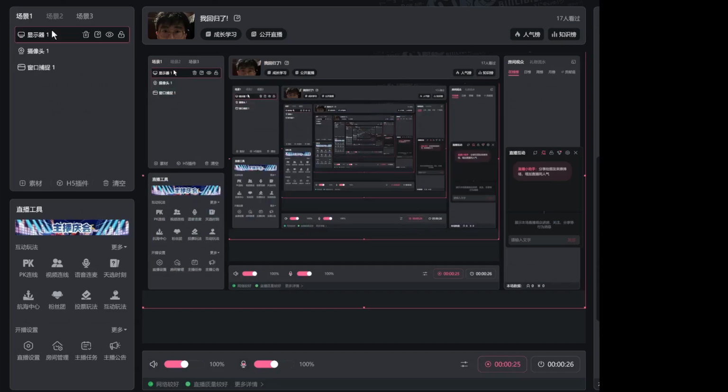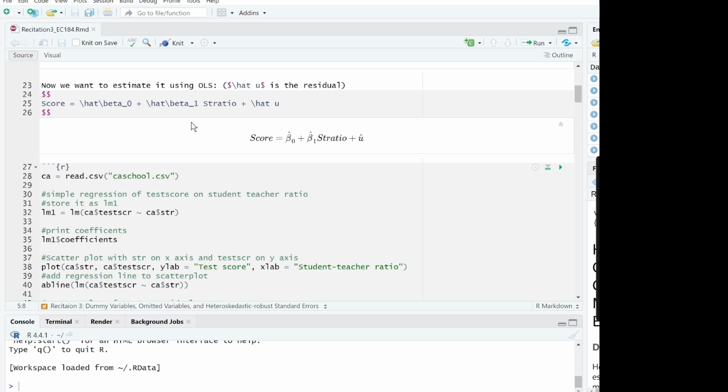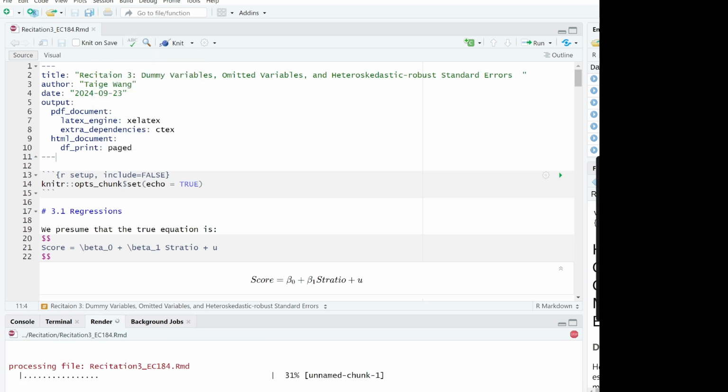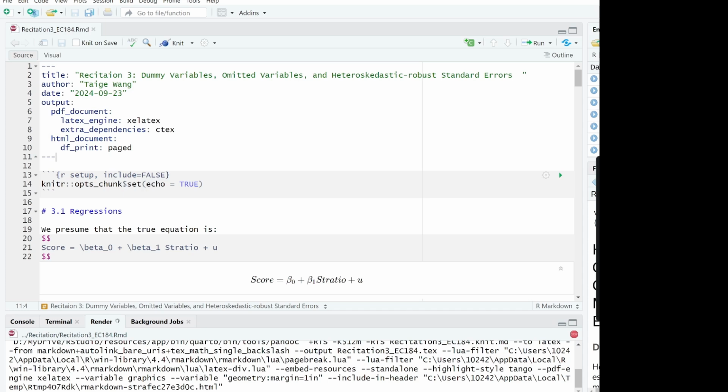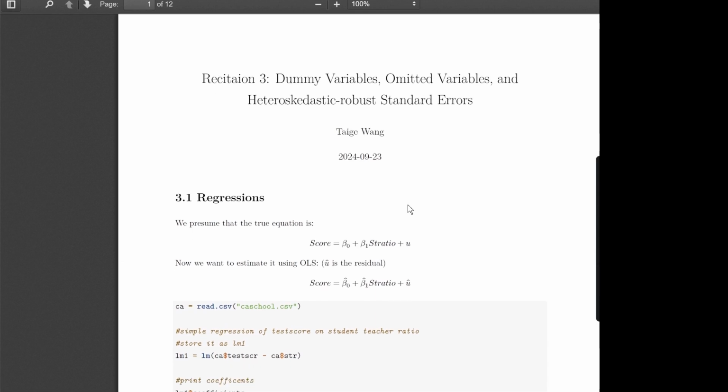So here you can see my screen. I'll show you how to knit this again. Basically, I write everything in RStudio Markdown, and you knit this to PDF. It will show you a PDF version of the files. Today we are going to talk about dummy variables, omitted variables, heteroskedasticity, and robust standard errors.